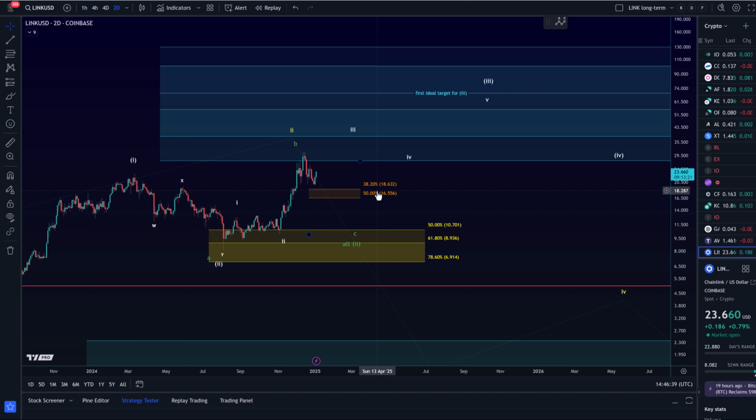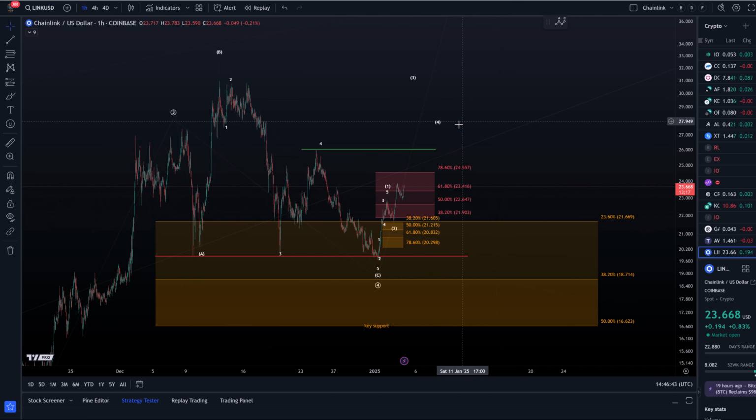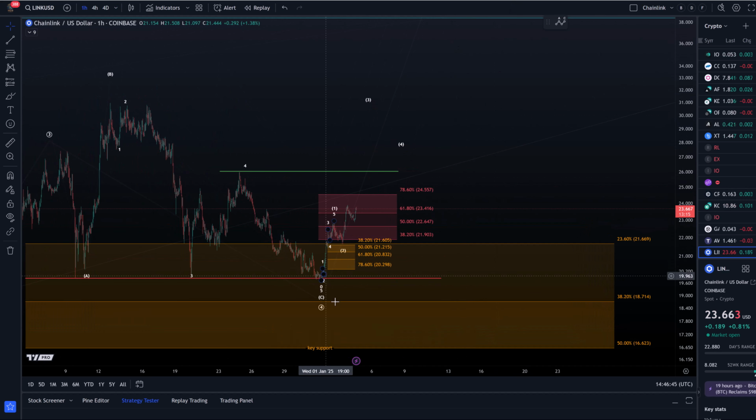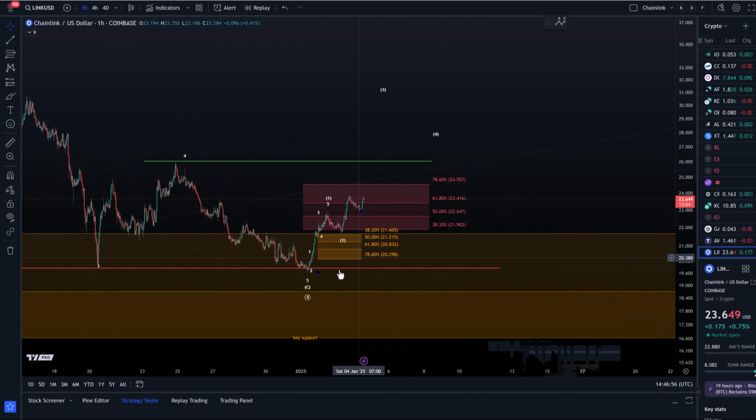Now, this is the larger time frame. Let's switch over to the smaller time frame for Link. Here you can see that the market has reacted to this support area that we talked about in previous updates. Support did hold. And in addition to that, in one of the last videos, I also communicated to you this 1-2 setup. What is that?